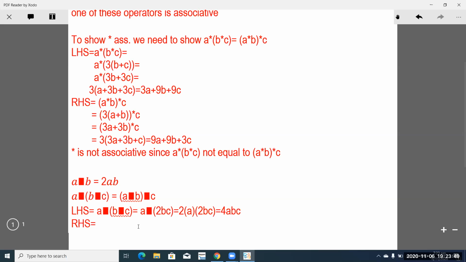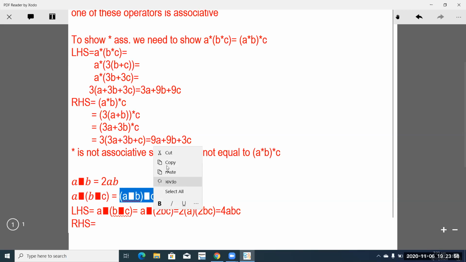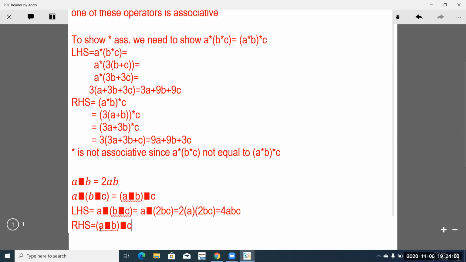Now what we need to work out is our right-hand side. Our right-hand side is A box B box C. So working out A box B first. What's A box B? 2AB. So now we need to work out 2AB box C. Now what's 2AB box C?